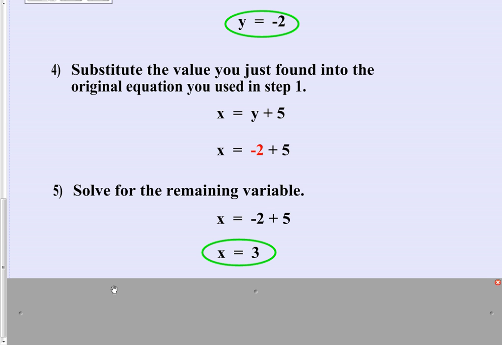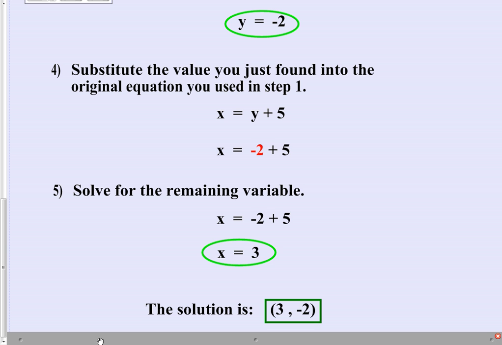Now we have an abscissa, we have an ordinate. You put them together, we have a solution. The solution is at (3, -2). What that means is these two equations cross each other at (3, -2) in the graph.